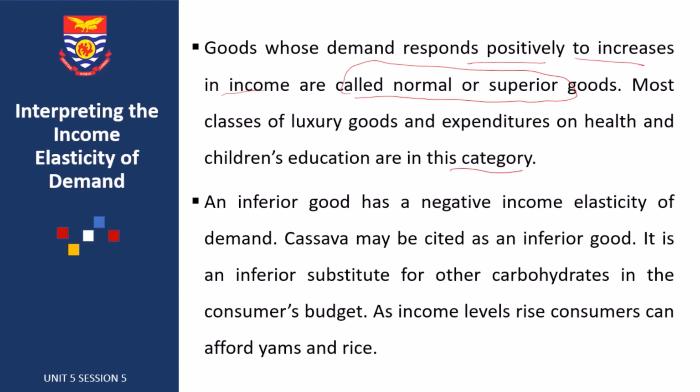How about the inferior good? An inferior good has a negative income elasticity of demand. Cassava may be cited as an inferior good. It is an inferior substitute for other carbohydrates in the consumer's budget. As income levels rise, consumers can afford yam and rice, and thus cassava becomes an inferior good.